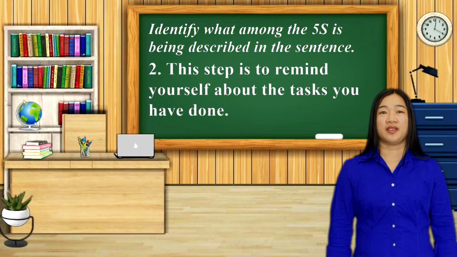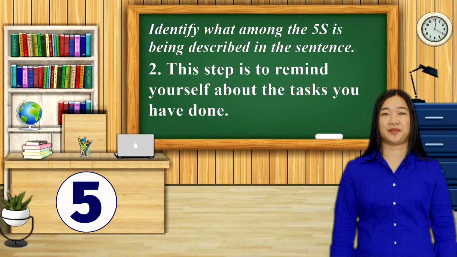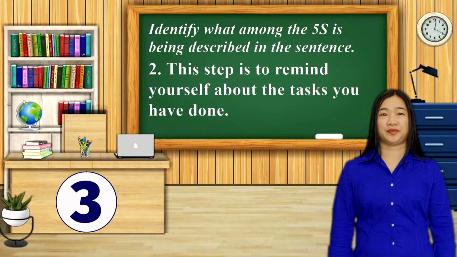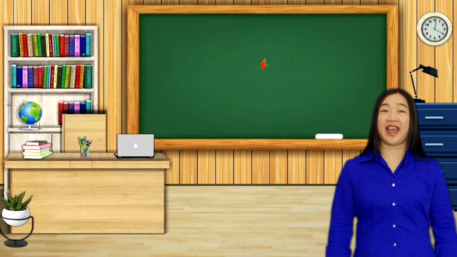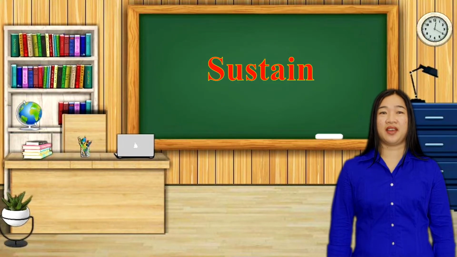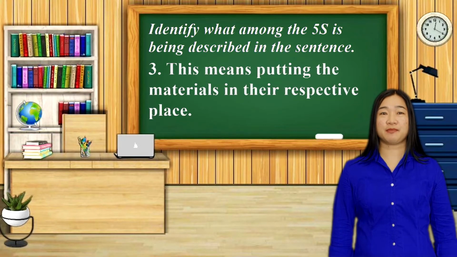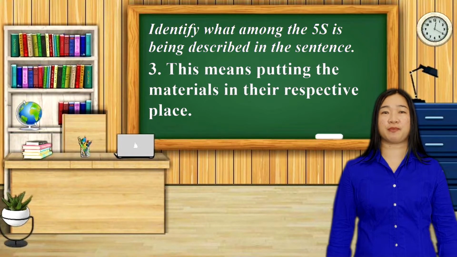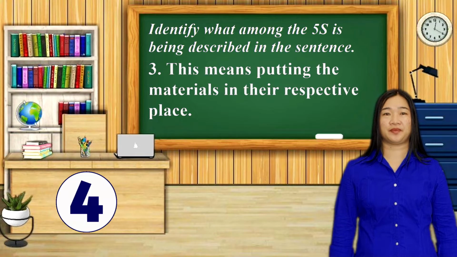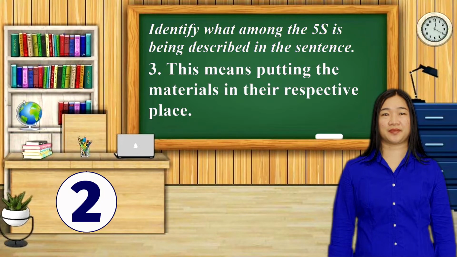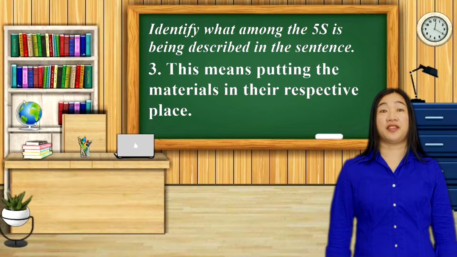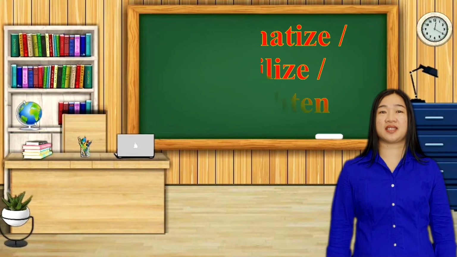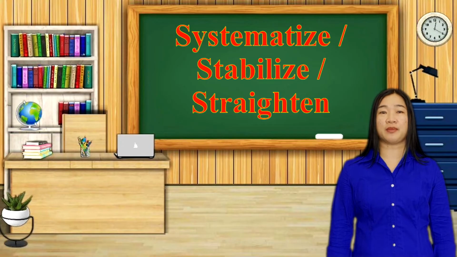Number 2, this step is to remind yourself about the task you have done. Correct. The answer is sustain. Number 3, this means putting the materials in their respective place. That's right. The answer is either systematize, stabilize, or straighten.